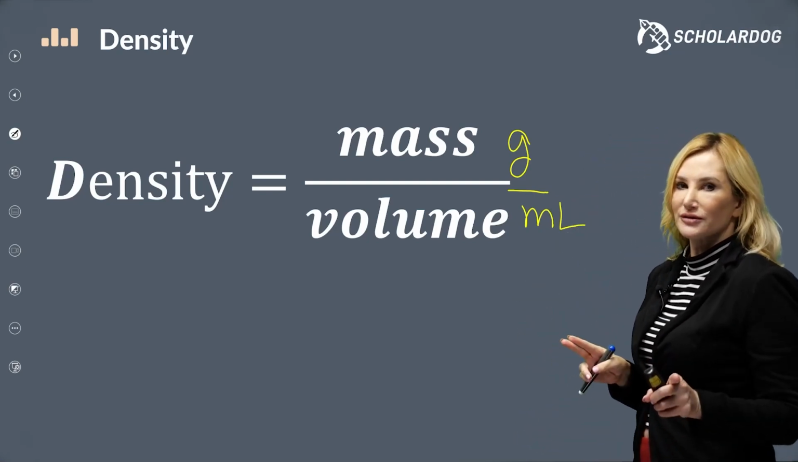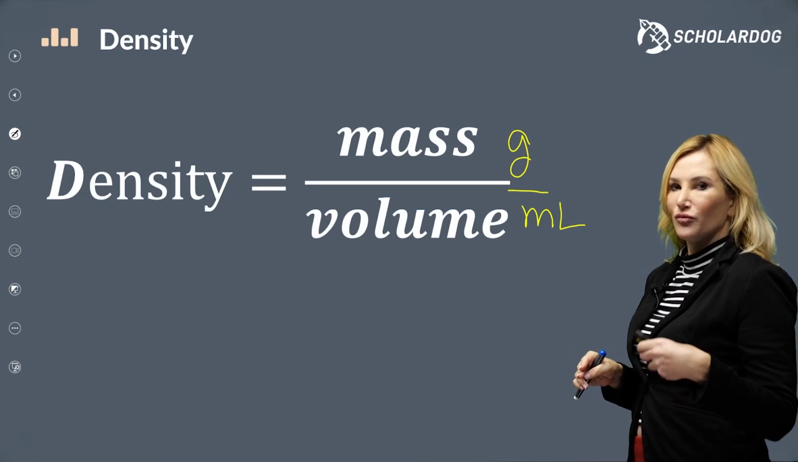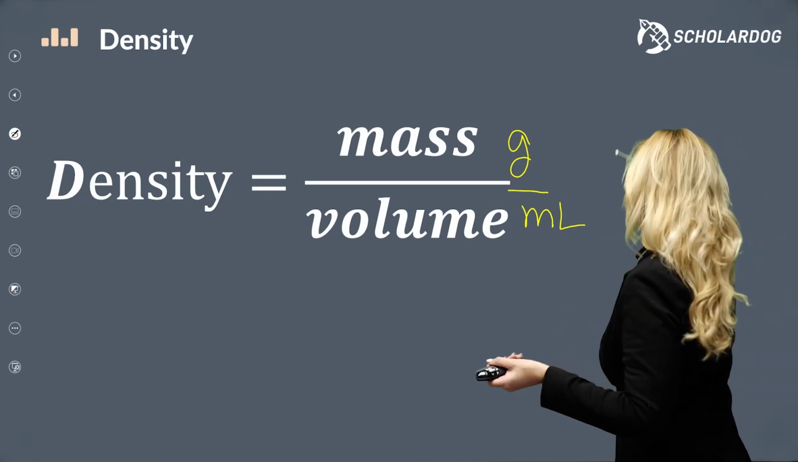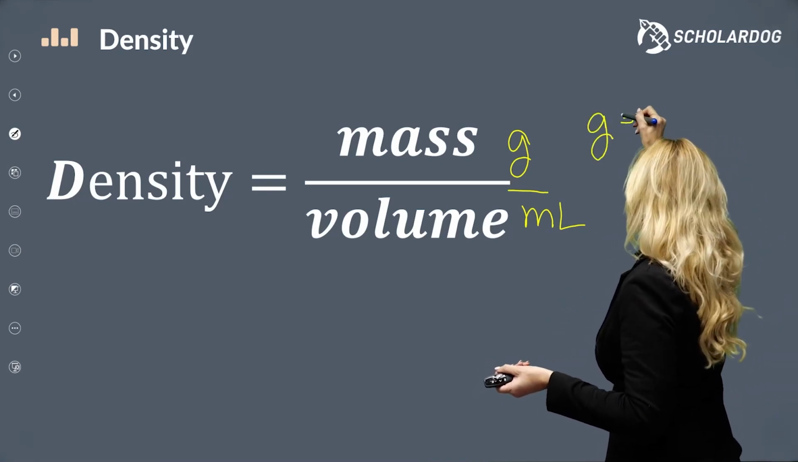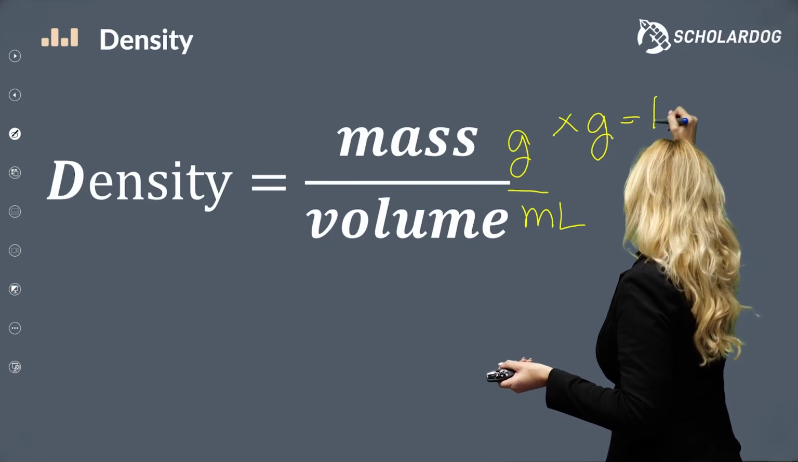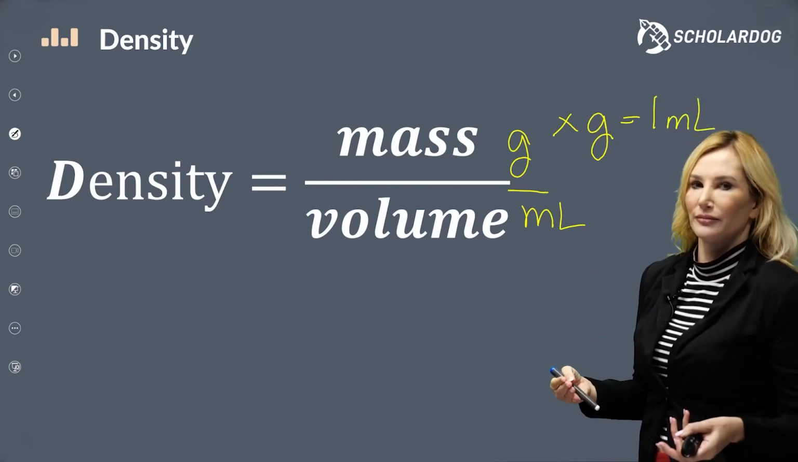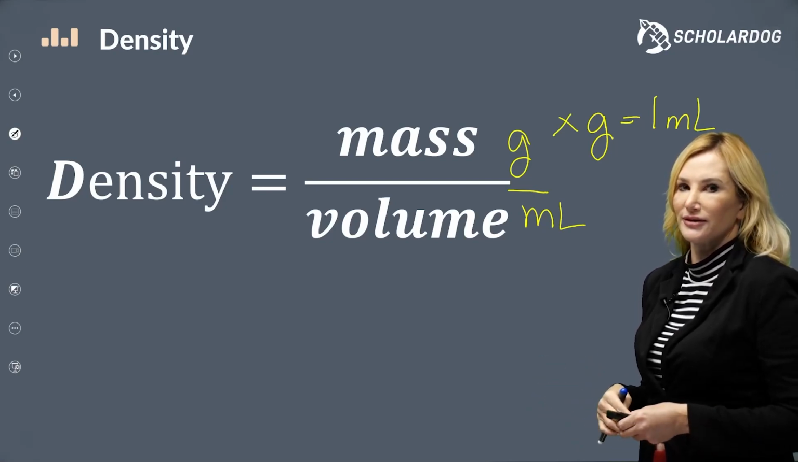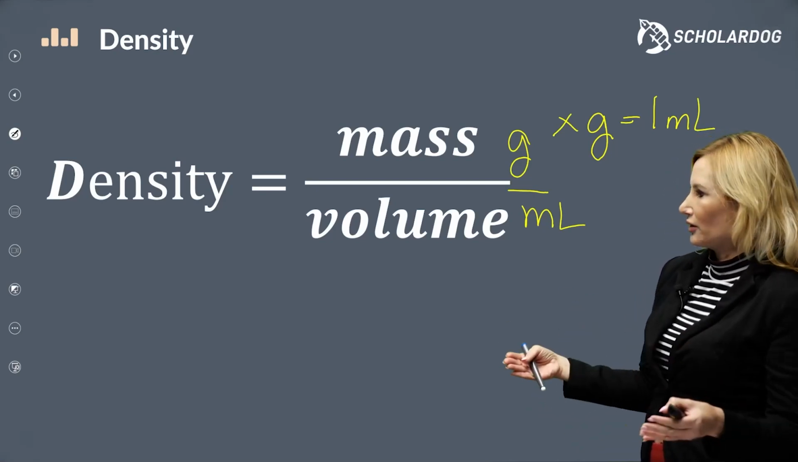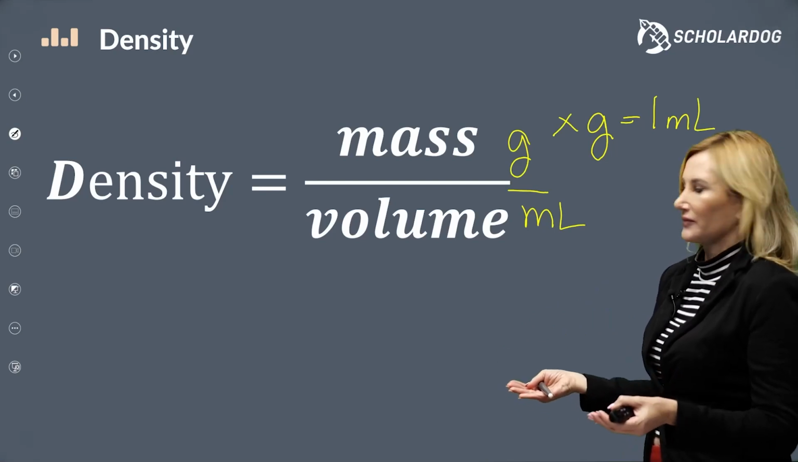Now note, since we're learning conversions as well, when they say per, you can rewrite that as an equivalence. 1 gram or X grams equals 1 milliliter. So a per means equals 1.